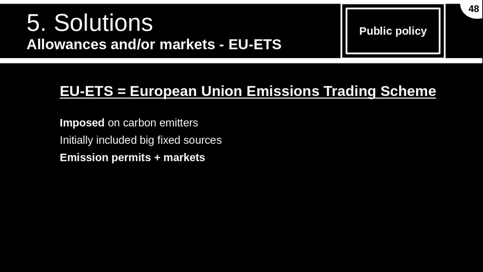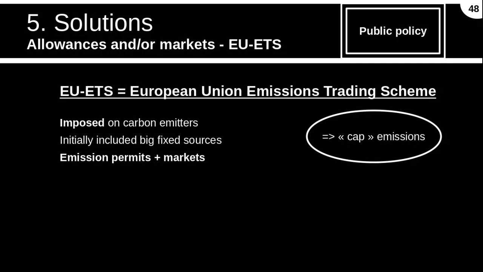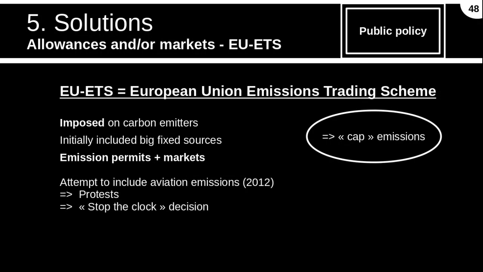Emission permits means that each year emitters are given a carbon allowance, a right to emit a given amount of CO2. Markets means that if they need to emit more, they can buy some right to emit more on markets. The idea is to cap or limit total emissions. In 2012, the EU made an attempt to include aviation in the scheme. But the reactions of non-EU countries, especially the US and China, stopped the plan, and it was limited to intra-EU flights.